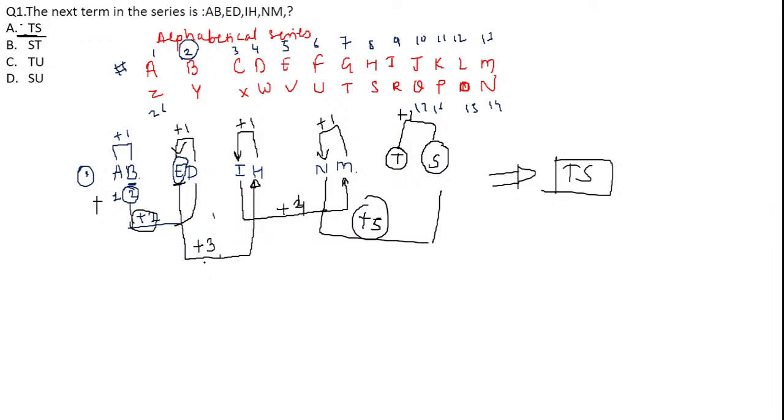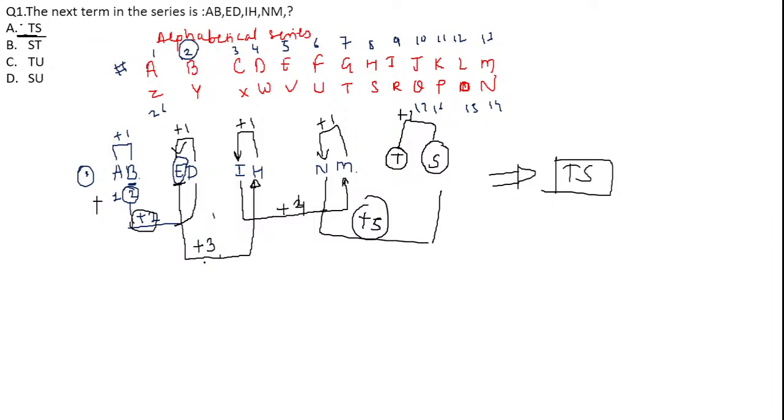Then plus 1 we do, so we get I. Then I plus 4 we are doing, then we get M. Then plus 1 we are doing again, then we are getting N. And after that we are doing plus 5, so we got S. And again we did plus 1. So that's why our answer is TS.